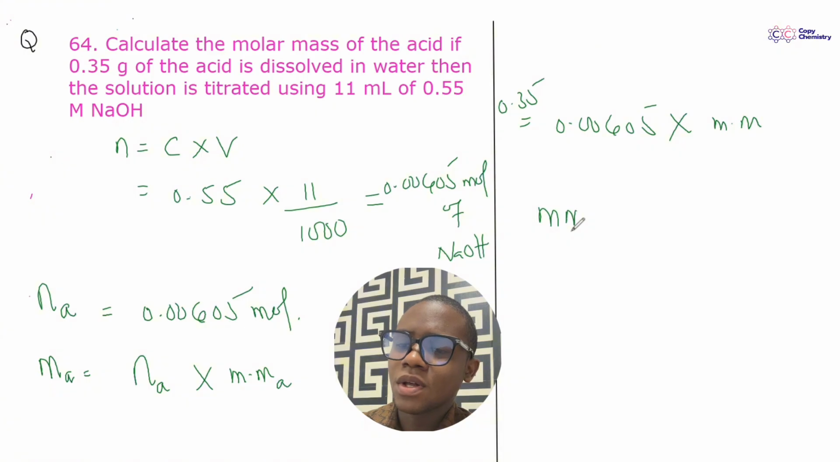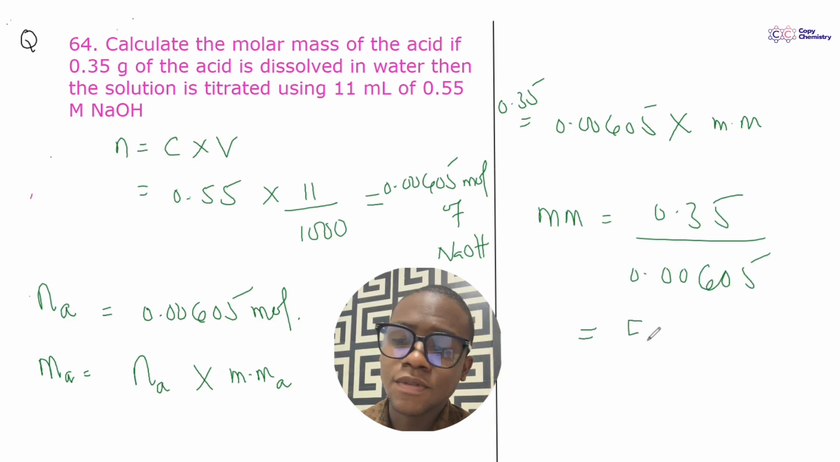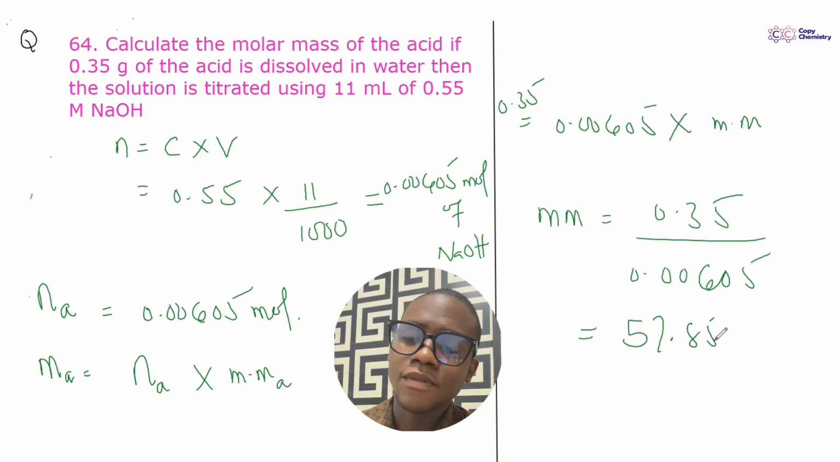So now we can calculate conveniently the molar mass of the acid by dividing 0.35 by 0.00605. If you do that, you would have about 57.85 grams per mole. And that will be the answer to the question.